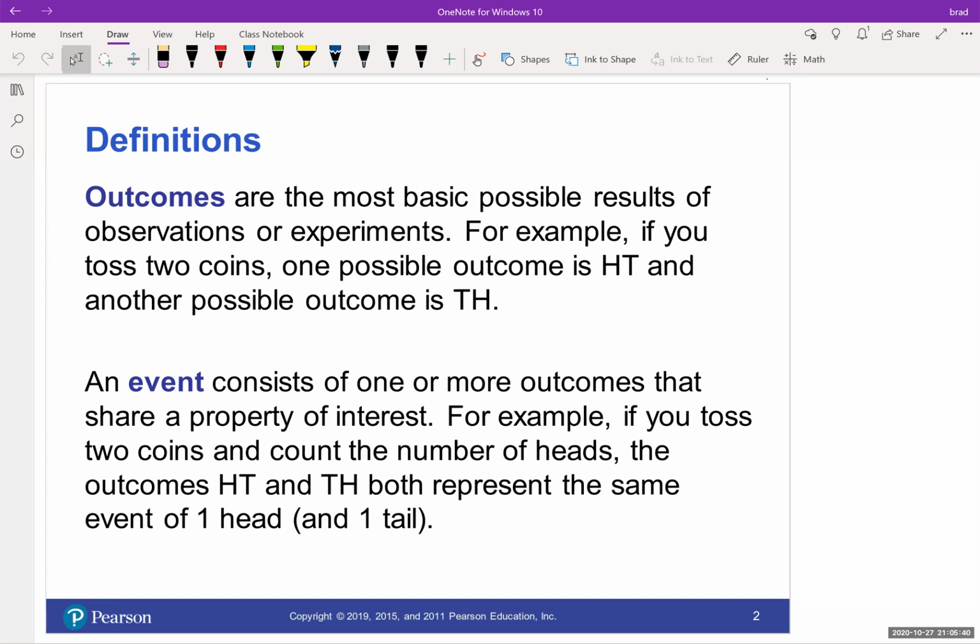An event consists of one or more outcomes that share a property of interest. For example, if you toss two coins and count the number of heads, the outcomes heads, tails and tails, heads both represent the same event of one heads and one tail.